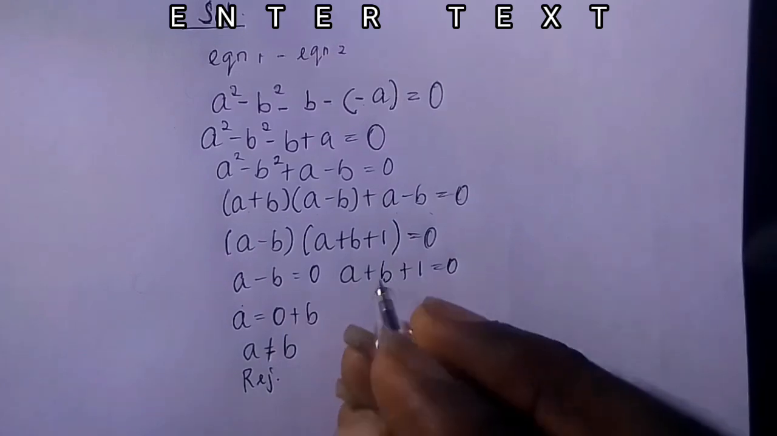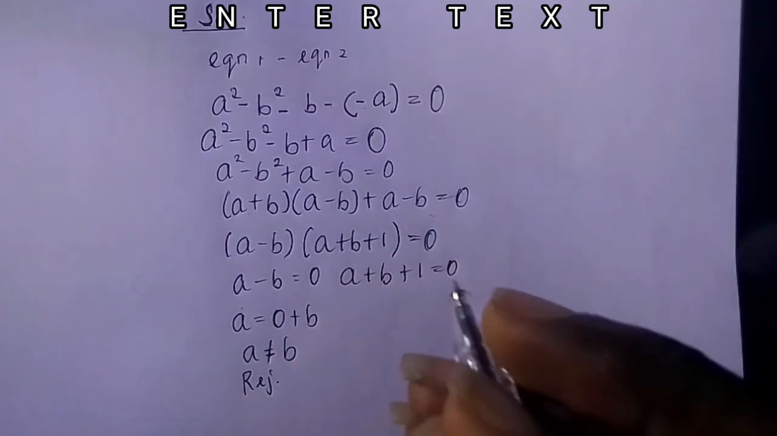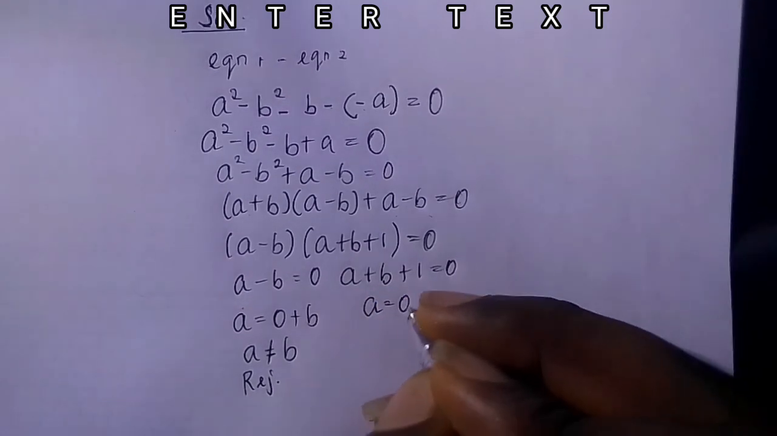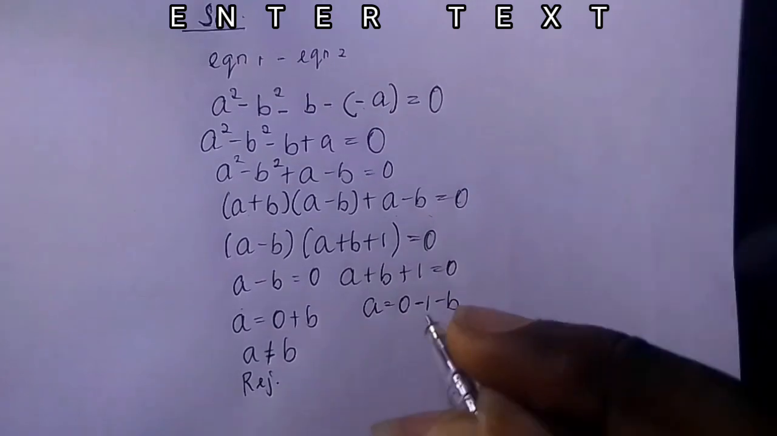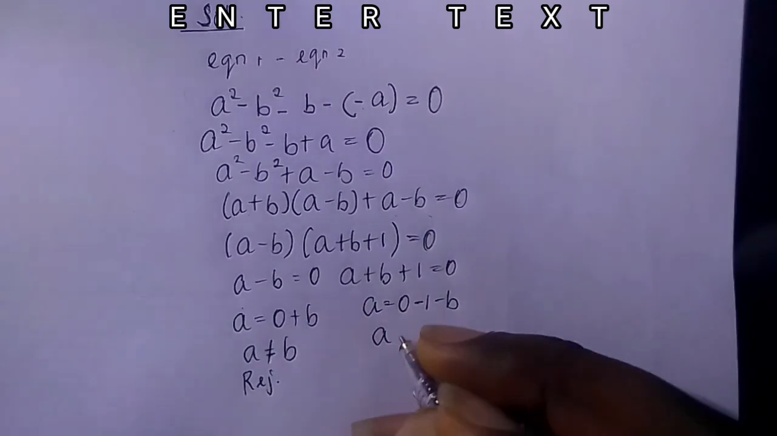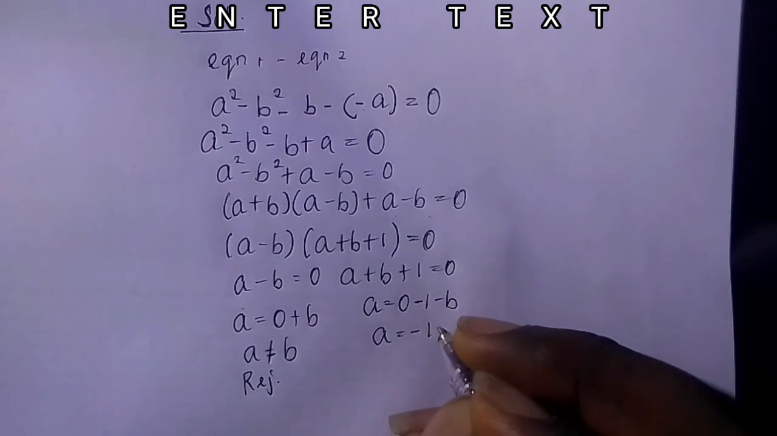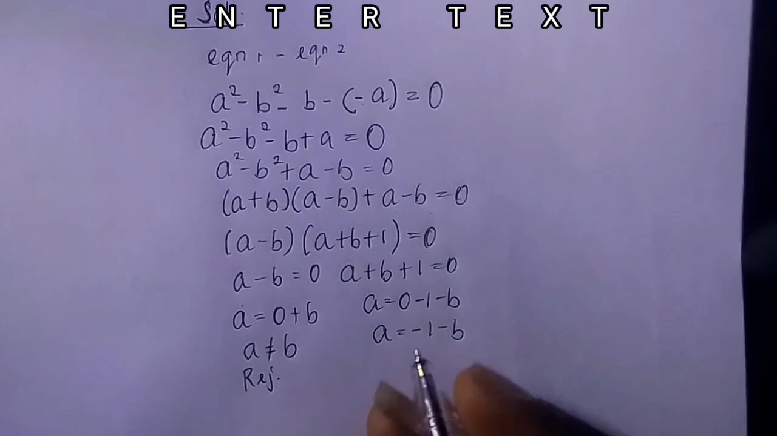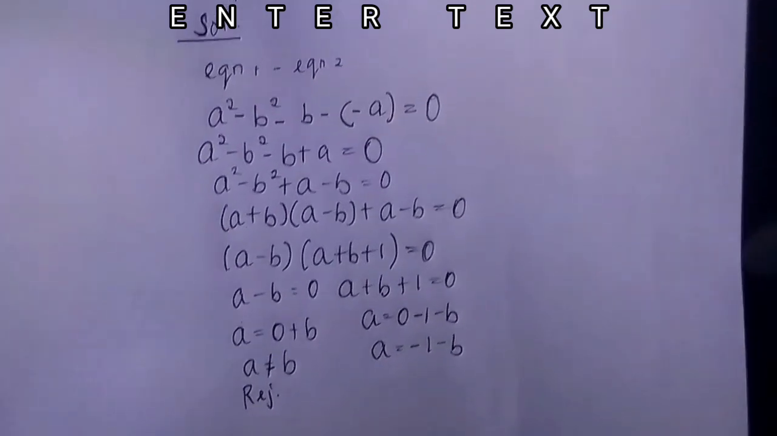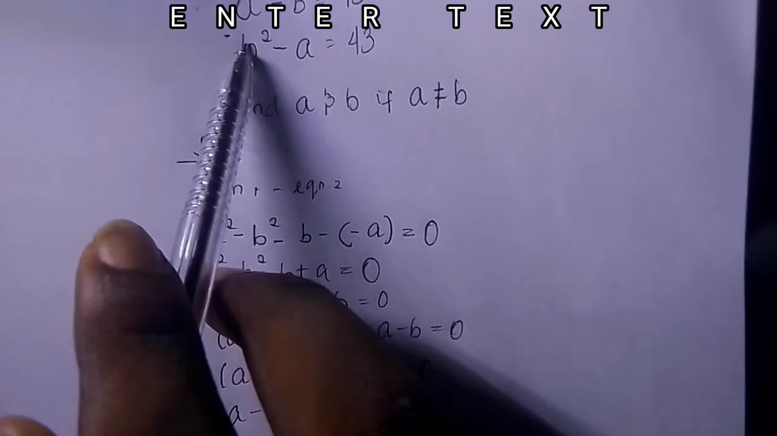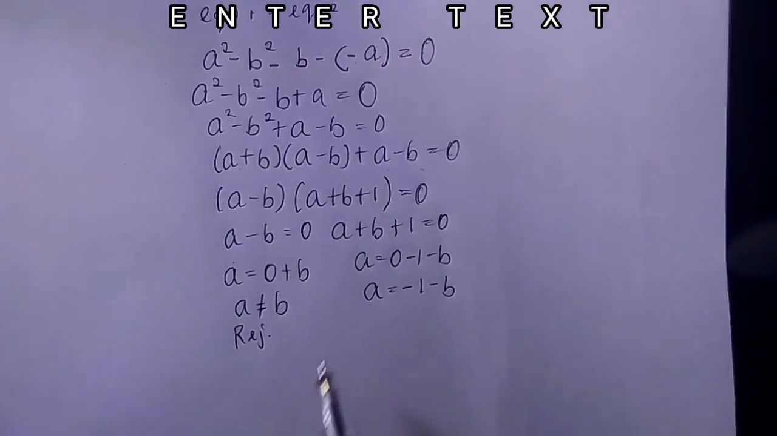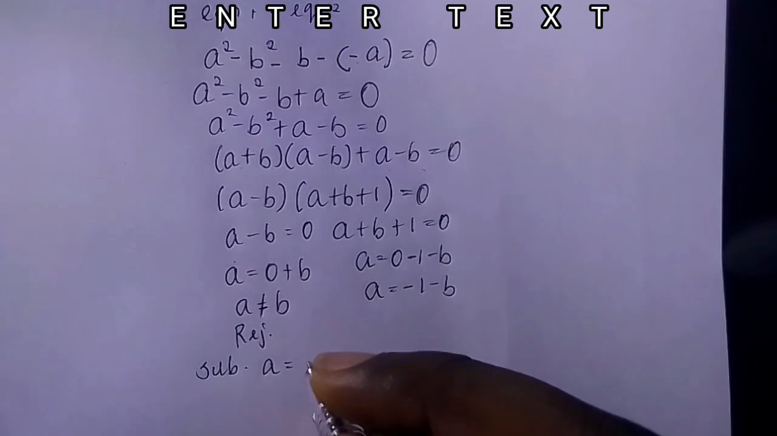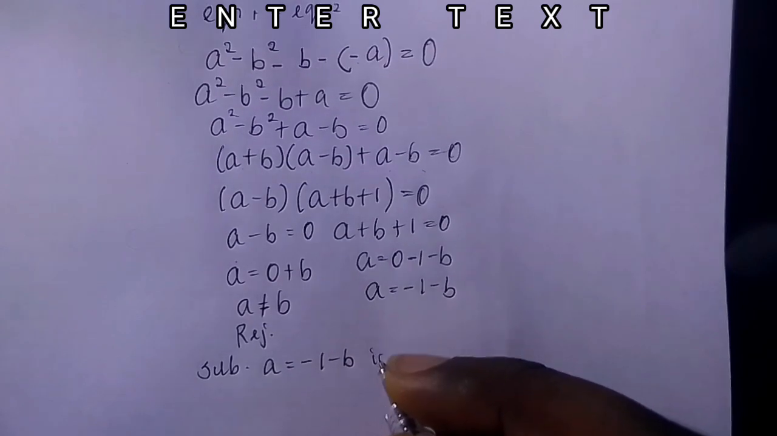So we'll move to the second one, which is a plus b plus 1 equals 0, which is a equals 0 minus 1 minus b, right? So therefore a is equal to minus 1 minus b, right? So using this value, let's substitute it into any of these original equations right here. So we'll substitute a equals minus 1 minus b in any equation.